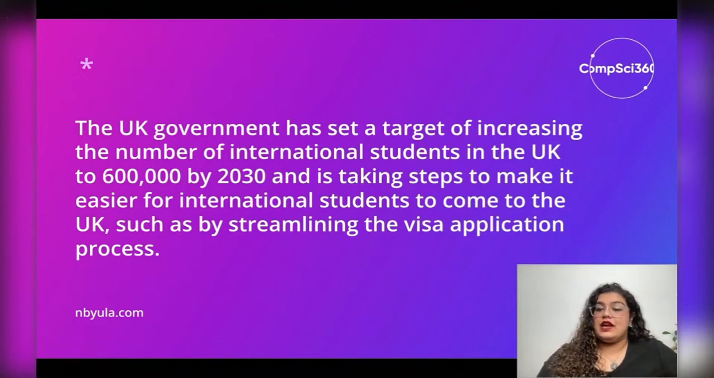And considering the fact that right now almost 6% of the international student body in the UK is Indians, that number is only going to increase. There is absolutely no way that percentage is coming down. They're also taking steps to make it easier for international students to go to the UK by streamlining the visa application process. Additionally, universities are exploring new ways to deliver education and support services to international students, such as through online and blended learning modules.